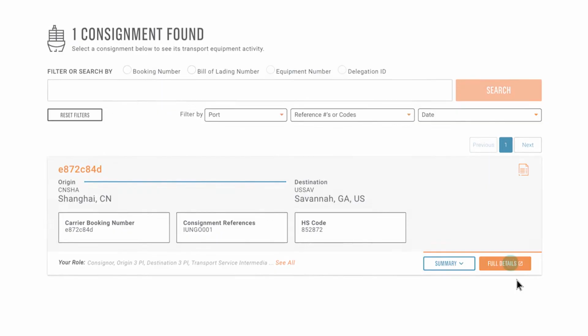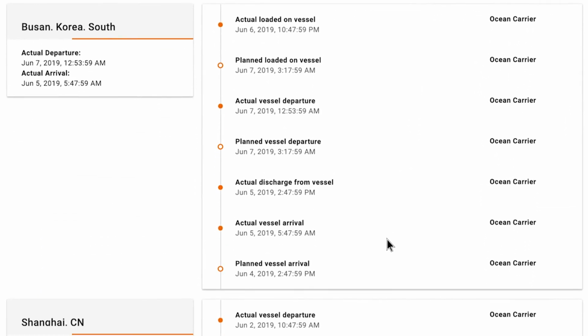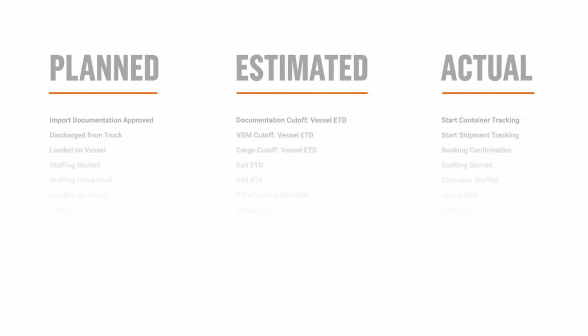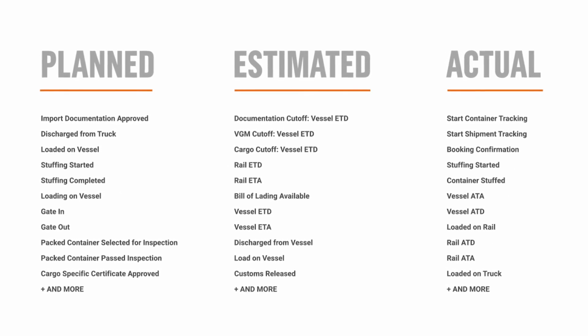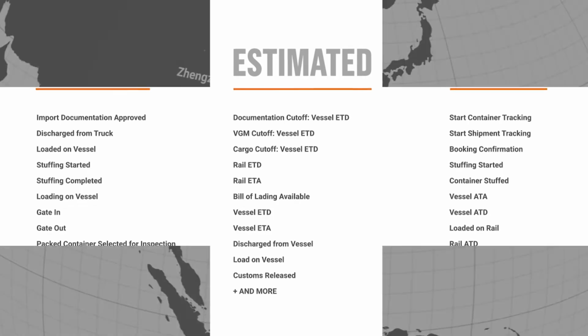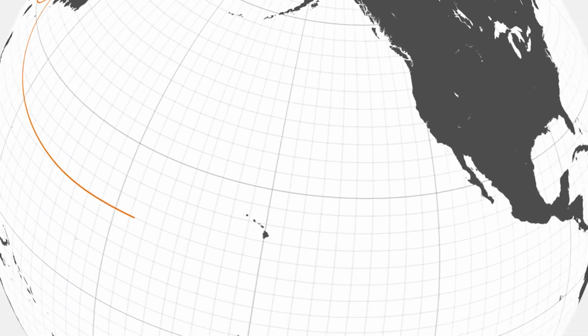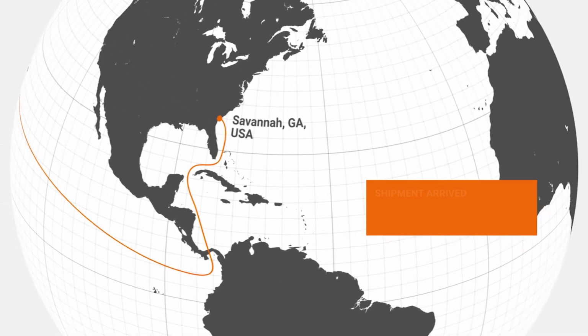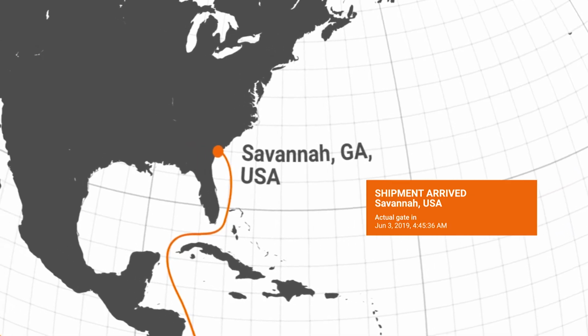Viewing the transport plan, they can see the key milestones on the shipment's timeline. TradeLens supports more than 120 planned, estimated, and actual events, all tracked instantaneously, giving detailed insights up and down the supply chain. In the case of this shipment, supply chain partners downstream are notified of the vessel change and are able to coordinate and manage the impact of the destination and timeline changes.